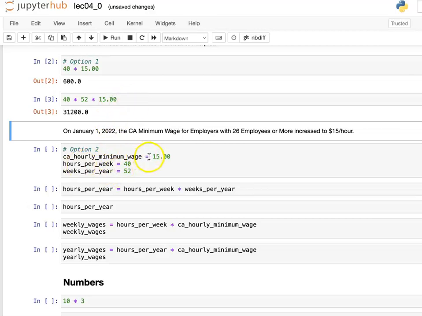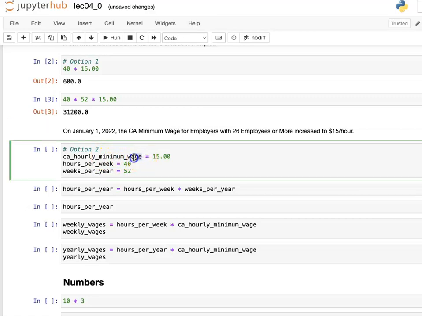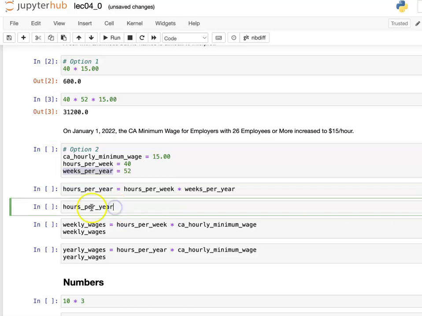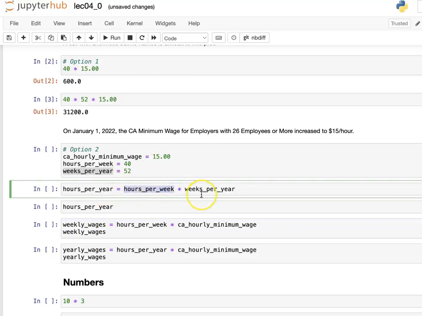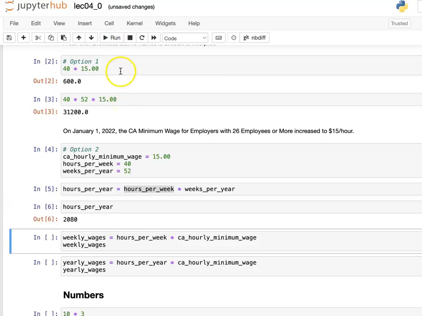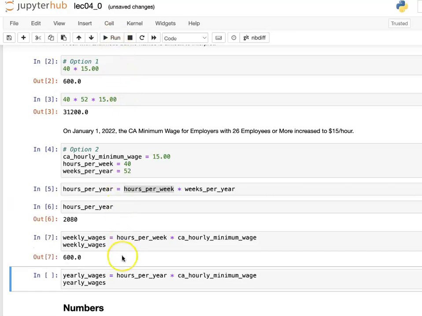Here, we know the $15 is California's hourly minimum wage. You see, it's very clear. You understand what that's doing. And 40, that's the hours per week. Then we have 52 weeks in a year. So then we know that every year we have so many hours: weekly hours times how many weeks in a year. If you have those things, don't you think that will be much better compared to what you have?